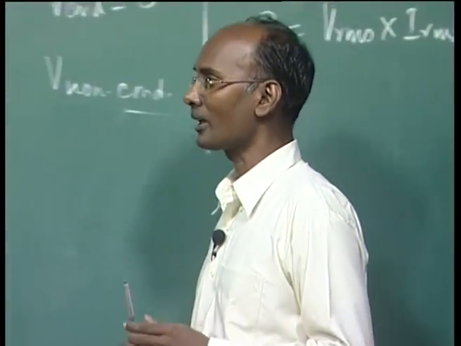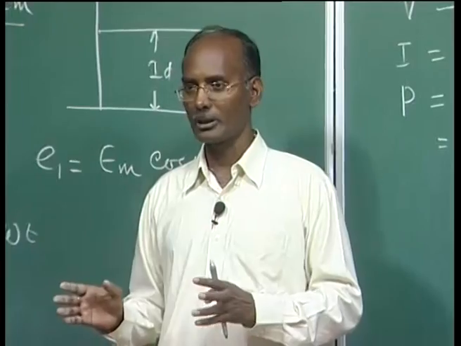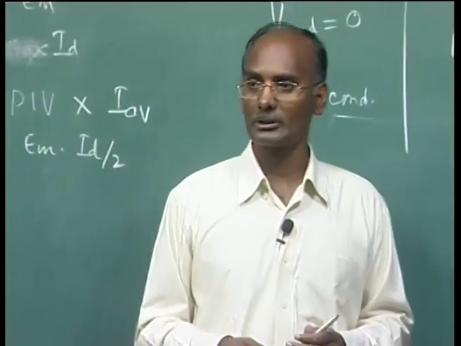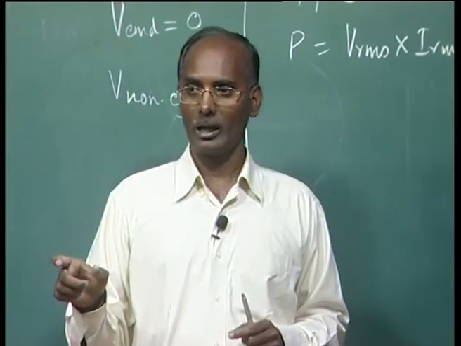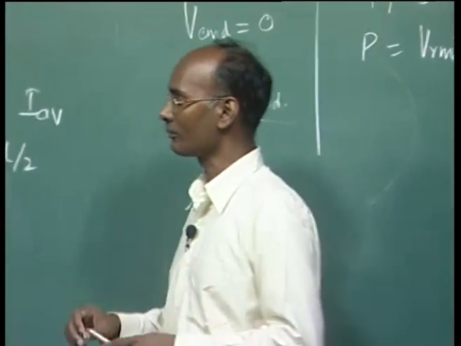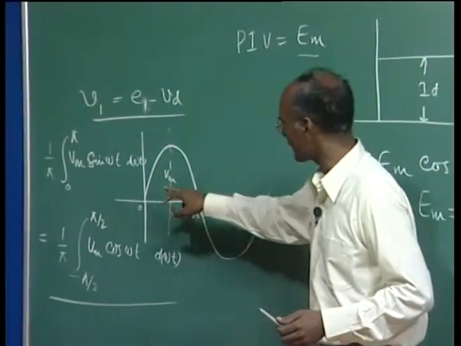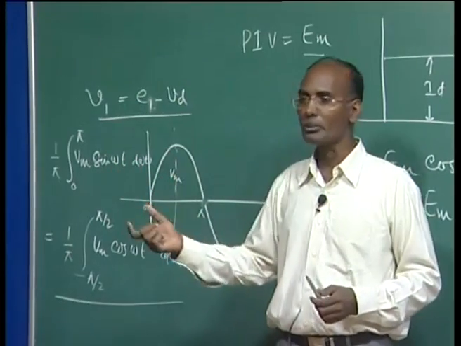Here I am assuming that the transformer has no leakage impedance and a very minimal exciting admittance. The no leakage I am considering only for analysis purposes. But suppose you have more leakage impedance, what happens? It only reduces the voltage on your secondary side, nothing else, because there will be a drop across the leakage, and that drop will reduce this instantaneous voltage by a certain factor. But for analysis purposes, so that we can easily see the primary side and secondary side, we are not going to consider the leakage impedance of the transformer.